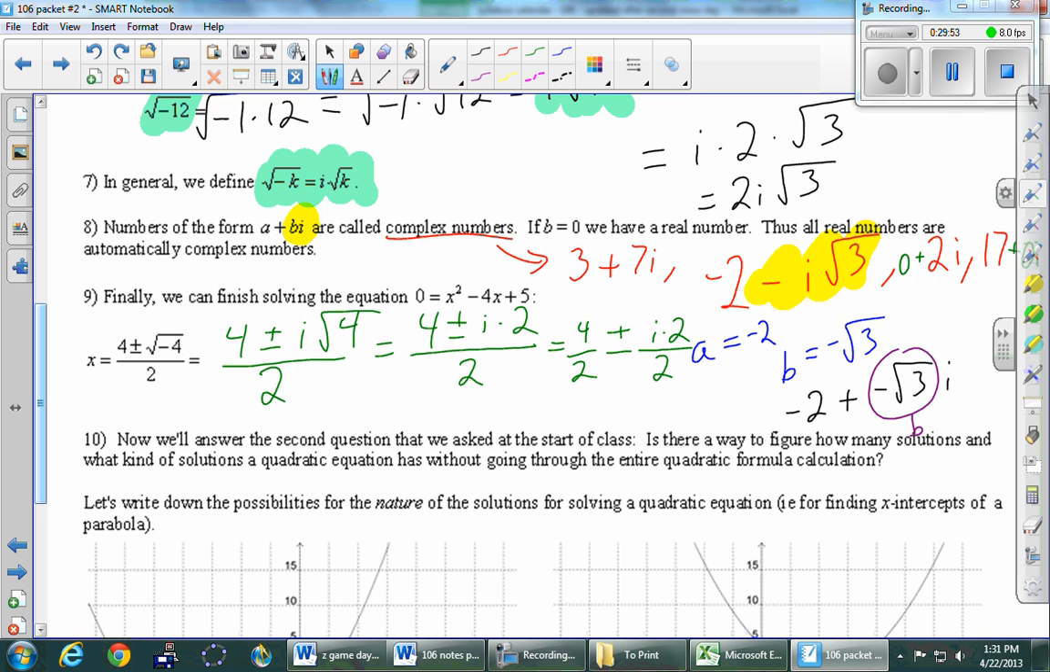See that? Just about every time I do the quadratic formula, I do this. I split it up into 2 fractions and then see if I can simplify. 4 over 2 becomes 2 plus or minus i times 2 over 2, which is i. That's our answer.